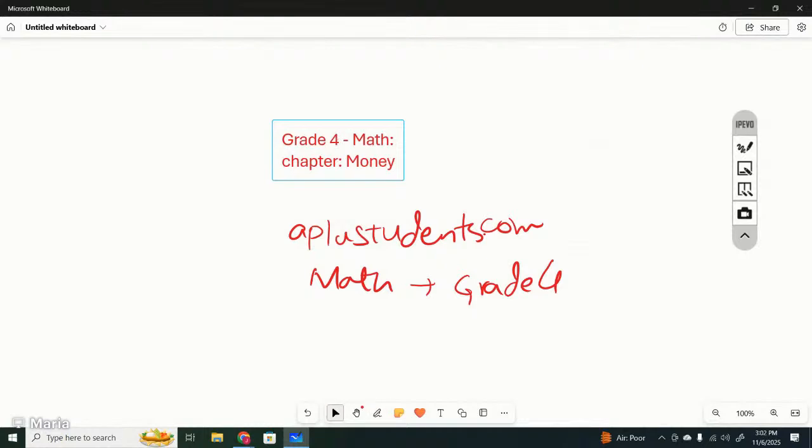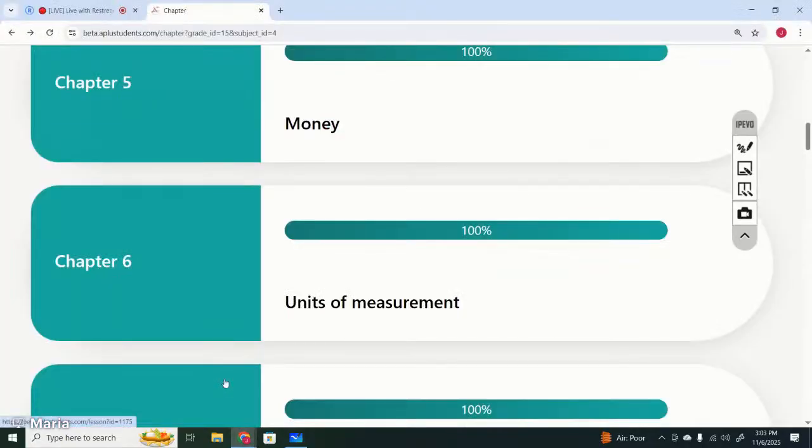We're going to start with the chapter money. So please make sure you have your notebook and pencil so that you can note down the important examples and definitions as well. Here I'm on grade 4 math. The chapter we're on right now is money. Let's just start with the lesson.